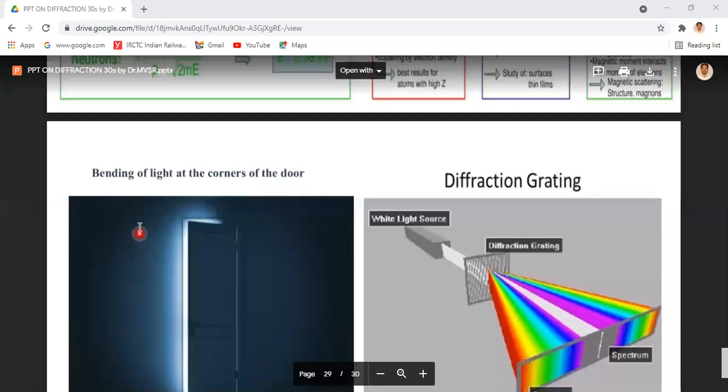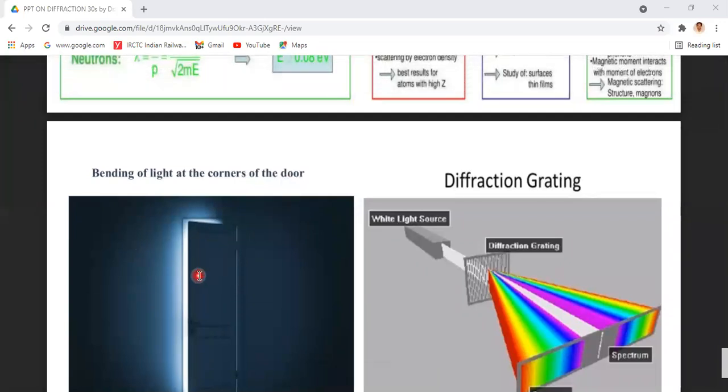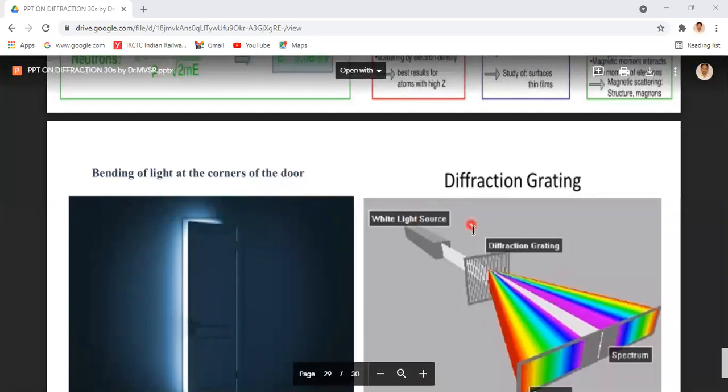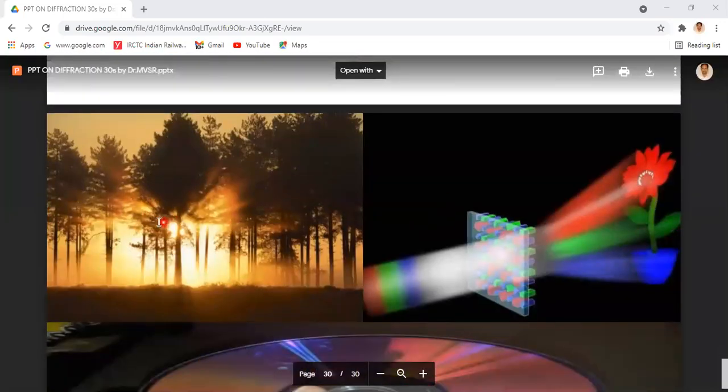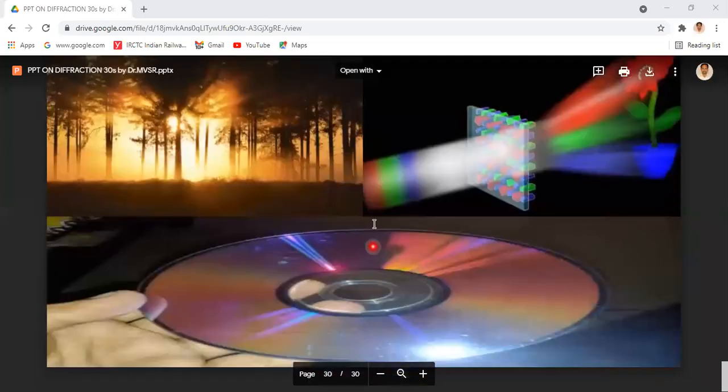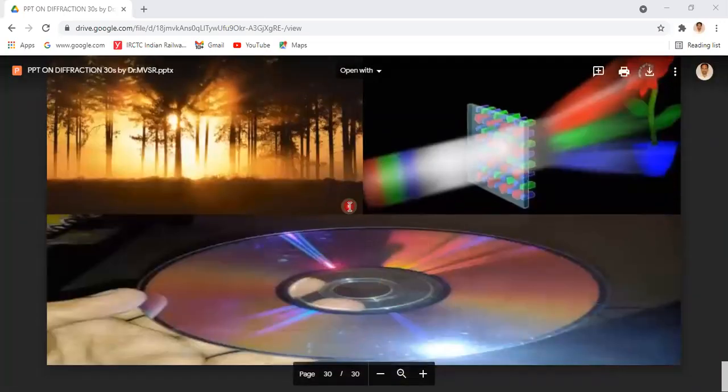So these are bending of light at corners of the door. It is a very common example for the diffraction of light in our daily experience. That is, this is actually a diffraction grating. And the last one is here. The light is here. The bending of light is from here. So these are the plants, trees actually. So trees, that is slits nunchi actually light bend avutundi. So this is also another example. So this is the best example of diffraction phenomenon.